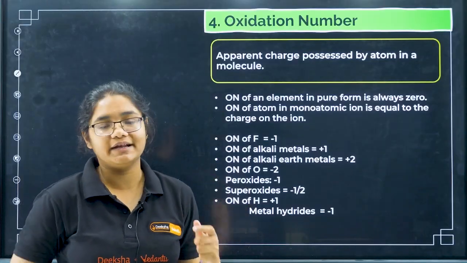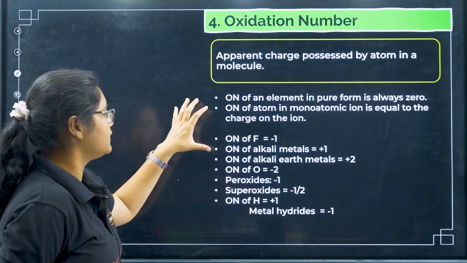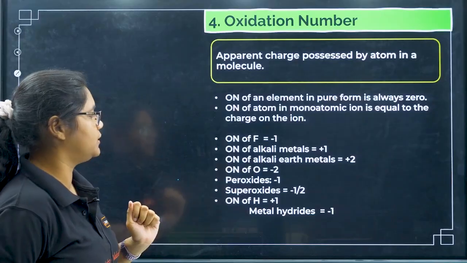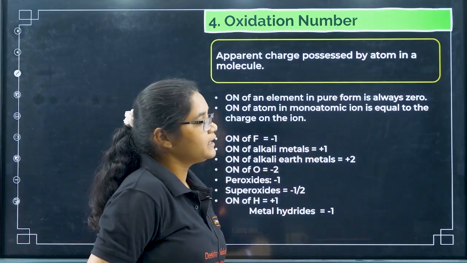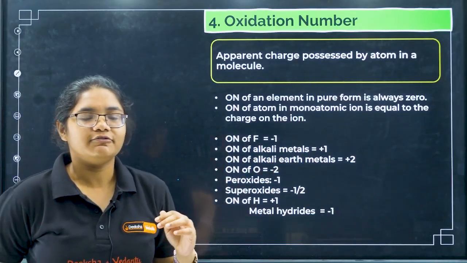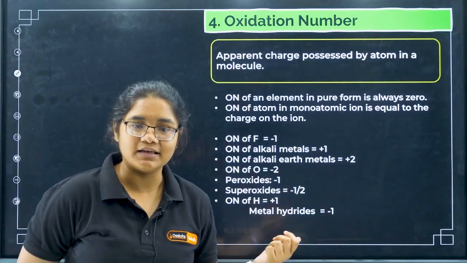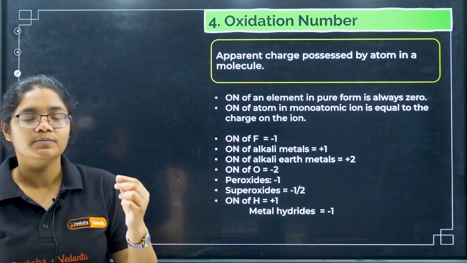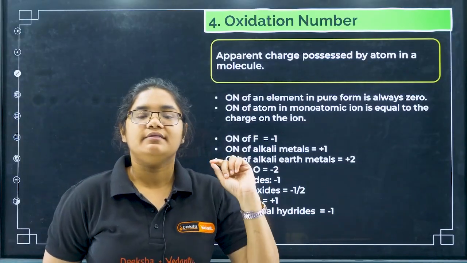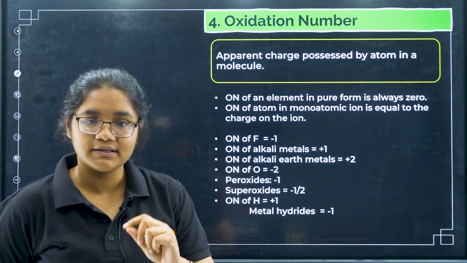Let's see how to calculate the oxidation number. There are certain ions whose oxidation number you should be knowing. Oxidation number of an element in the pure form is always 0. For example, you see carbon, zinc, copper, oxygen, H2, O2, they are in the pure form.